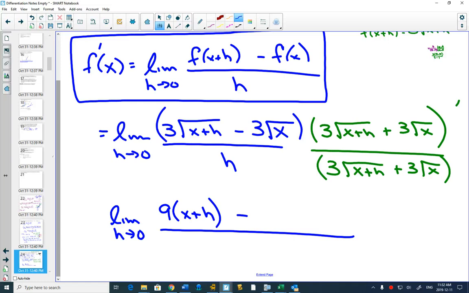Minus the second one squared. Well, 3 times 3, that will just be 3. And square root of x times square root of x will just be x. Over, and on the bottom, we could distribute that h, but I'm going to leave it factored out, because what's our goal? Our goal is to get rid of that h on the bottom.